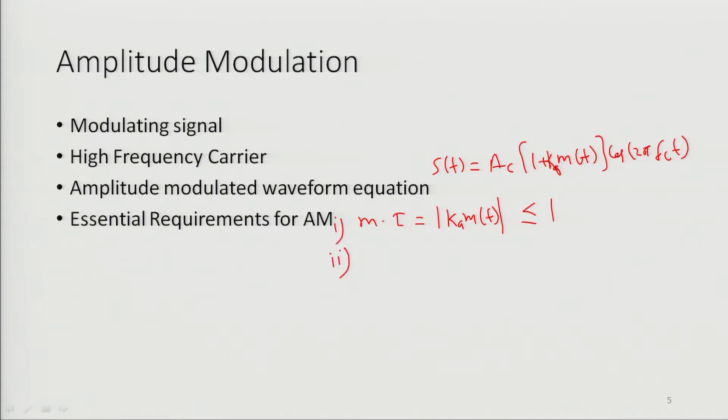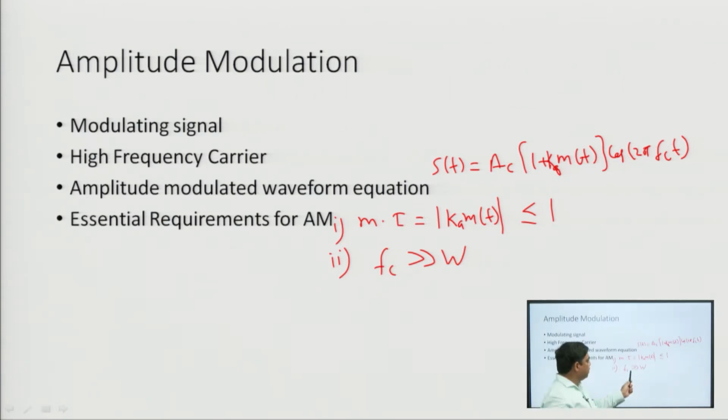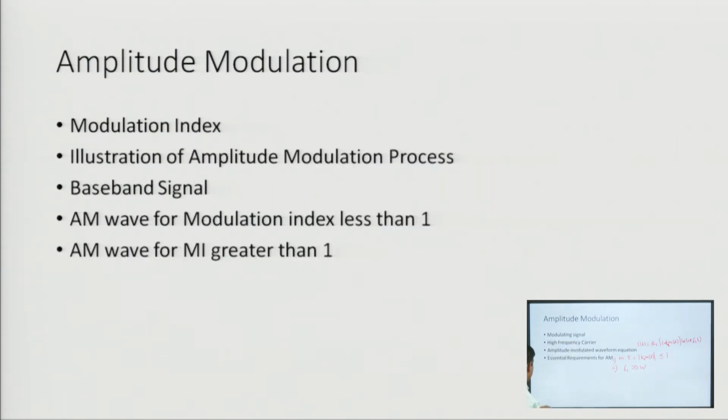Second requirement, that carrier frequency Fc should be much greater than the bandwidth of the signal. These are the two main requirements: modulation index should be less than 1, and carrier frequency Fc should be much greater than the bandwidth of the modulating signal m(t).